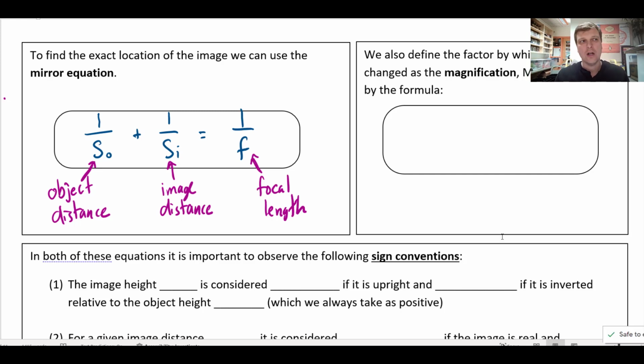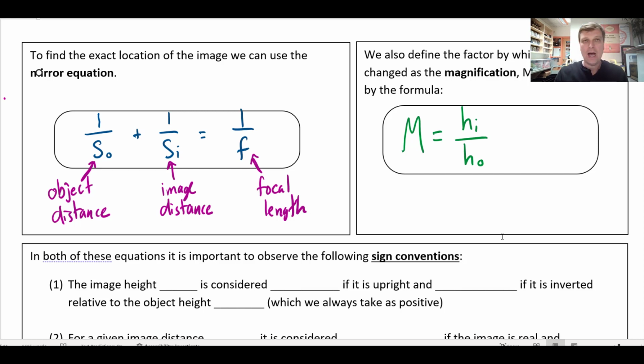And so we can also talk about magnification, because as we saw when we drew our images, sometimes our images appear to be larger, sometimes they appear to be smaller than the original object. So the magnification, which we just call M, is really just a ratio of how much bigger or smaller the image is than the original object. And so we write it like this. We just say that it's really just the height of the image divided by the height of the object.